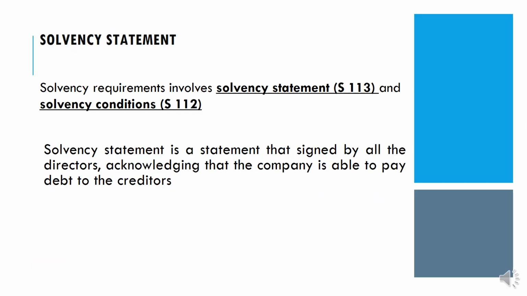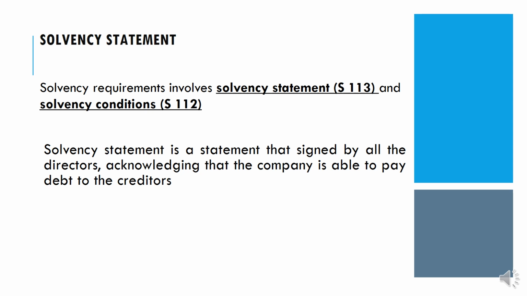Solvency requirement is a requirement for the company to produce a solvency statement, and in the statement mention the solvency conditions. The solvency statement is provided under section 113 of the Companies Act, and the solvency conditions are provided by section 112. What is this solvency statement? It is a statement signed by all the directors of the company. Signed for what? The directors sign to acknowledge that the company is able to pay debts to the creditors.